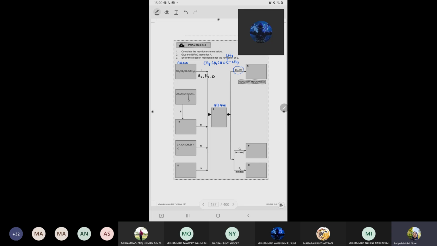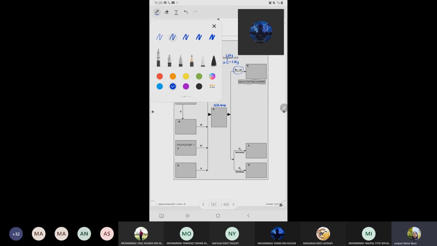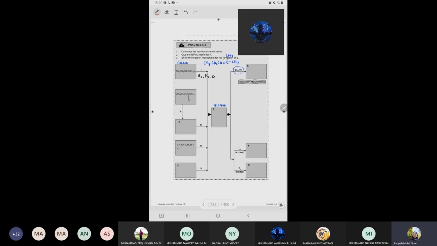Okay, when the alkene undergoes hydrogenation, the double bond will break to produce an alkane. So what will be the alkane structure? Okay, double bond ni akan break. Okay, saya guna pen merah, saya putus kat ikatan ni. Okay, so the alkane structure, kita lukis balik structure alkene tadi. Okay, tapi double bond dah putus. Tinggal single bond je.